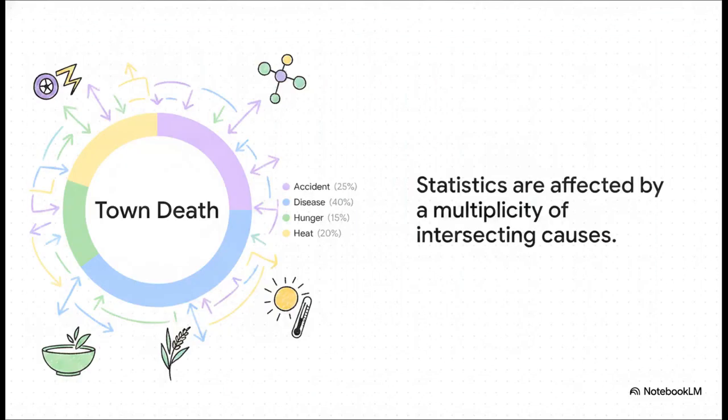Next up, rule number 3 requires that statistics be affected by a multiplicity of causes. Take the death rates in a hypothetical town, for example. True statistics are rarely, if ever, influenced by just one single factor in a vacuum. Here, the data relates to multiple causes: accidents at 25%, disease at 40%, hunger at 15%, and heat at 20%. If this data only looked at a single cause, say just the accidental deaths, without any other context whatsoever, it wouldn't truly function as a robust aggregate of facts. Statistics have to reflect the complex, interconnected reality of the real world.